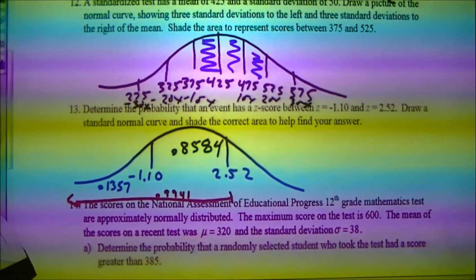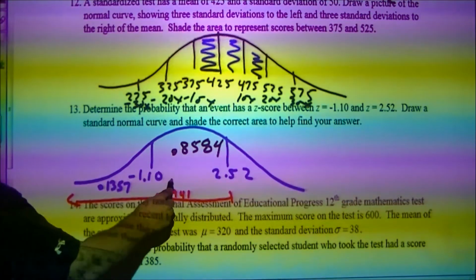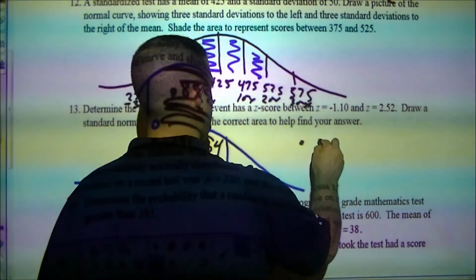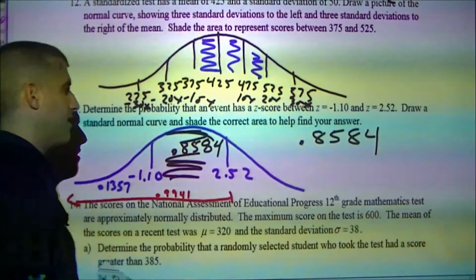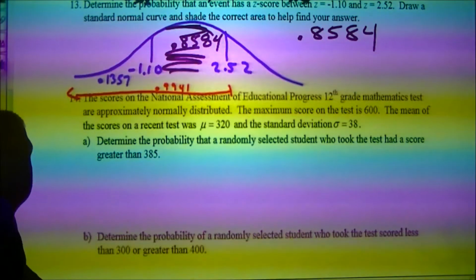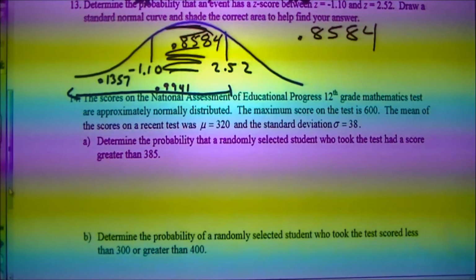It says draw and shade the correct area to help you find your answer. So this would be my answer, with my probability being 0.8584.